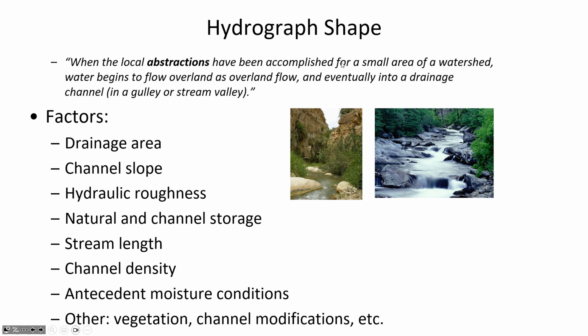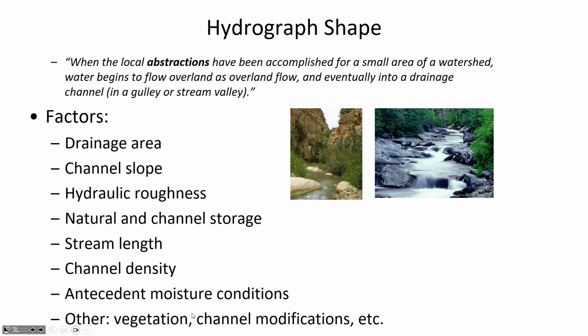So the things that can affect that are the area of the watershed, how steep the channel is, the roughness of the channel. So if you have a really rocky channel, then that can delay the travel time compared to a smooth channel. The length of the stream, how closely spaced streams are, the channel density, means whether streams are far apart or if there's a lot of streams and so very little overland flow before it gets into a channel. And of course, the recent moisture conditions, if it's been rainy in the days prior to a certain event or if it's been dry.